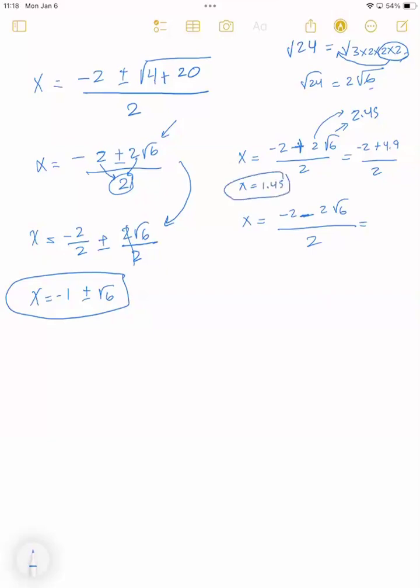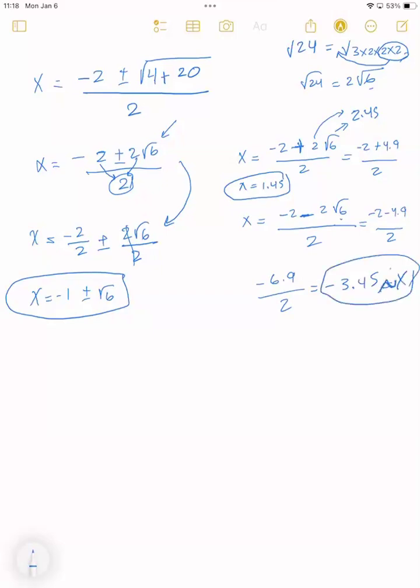So you get x is 1.45. Then you come to this one again, the square root of 6 is 2.45, so when you multiply it by 2, you get 4.9. Both numbers are negative, you end up adding them. You get -6.9 divided by 2, which is -3.45. So that's your other solution.